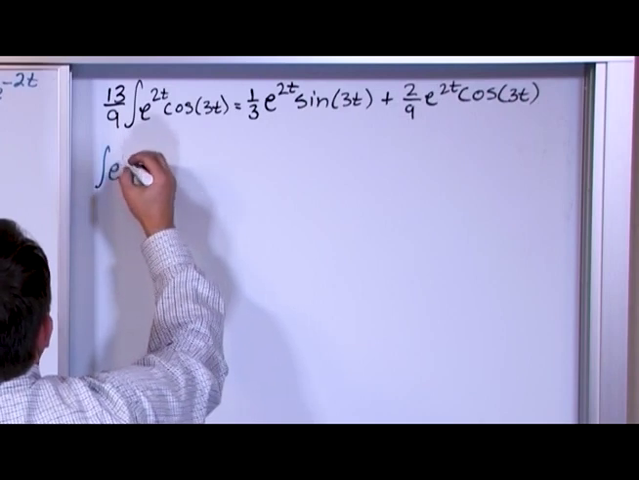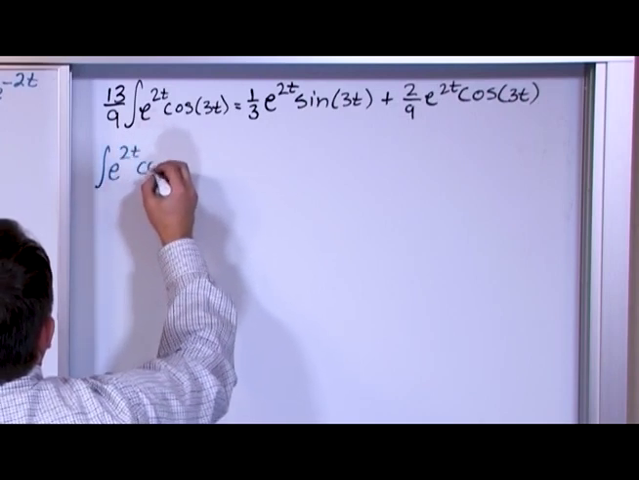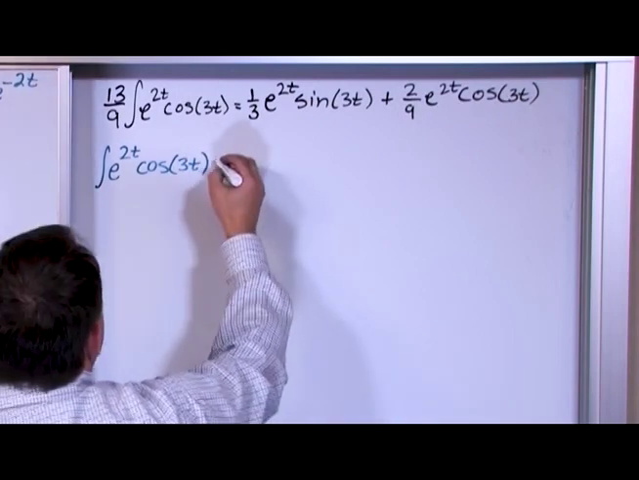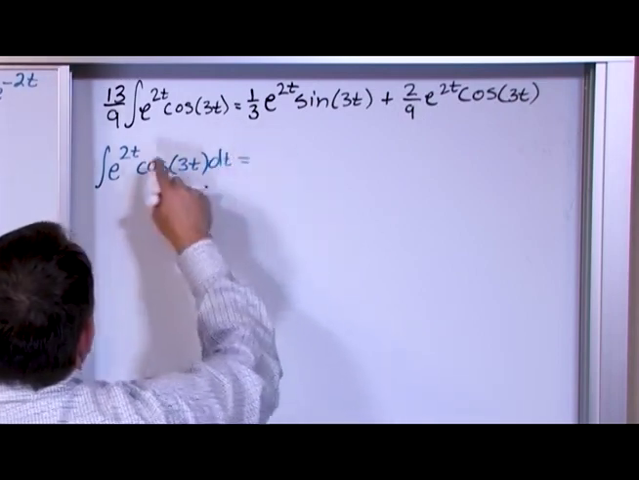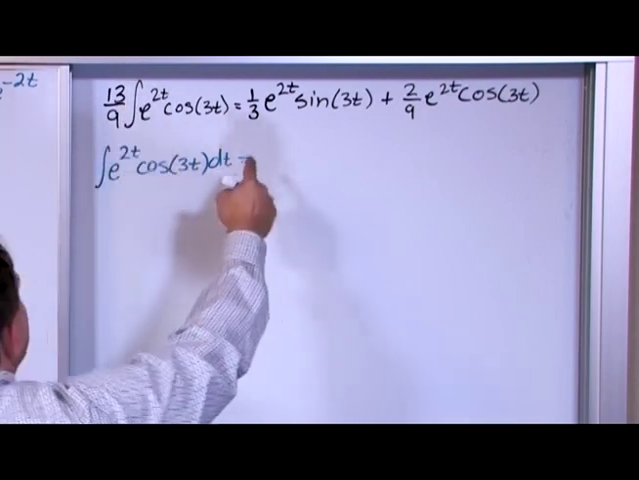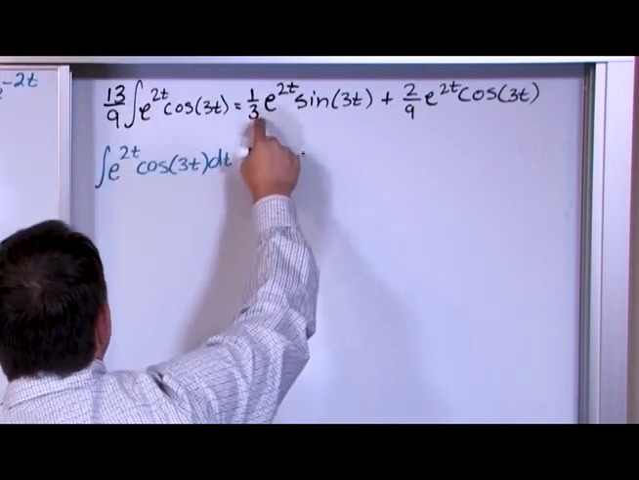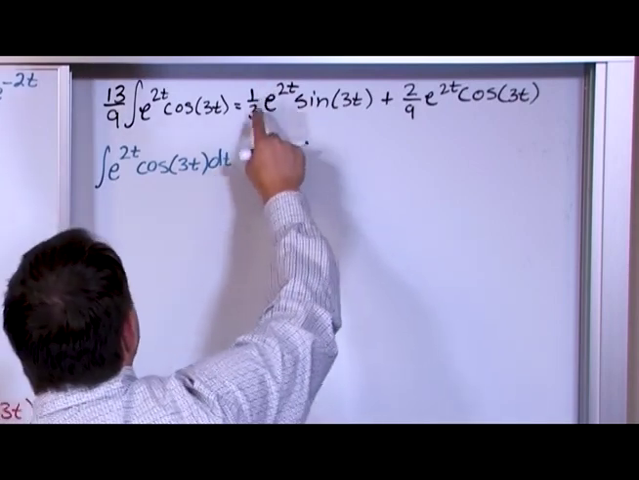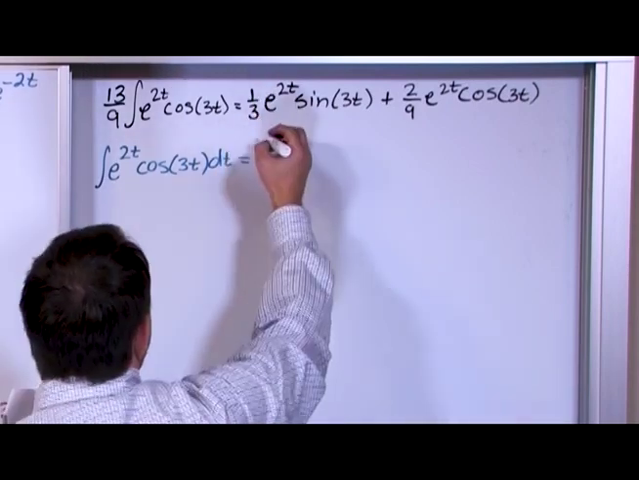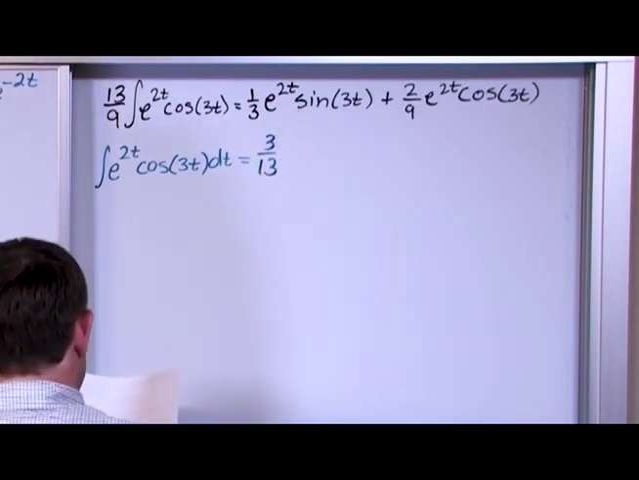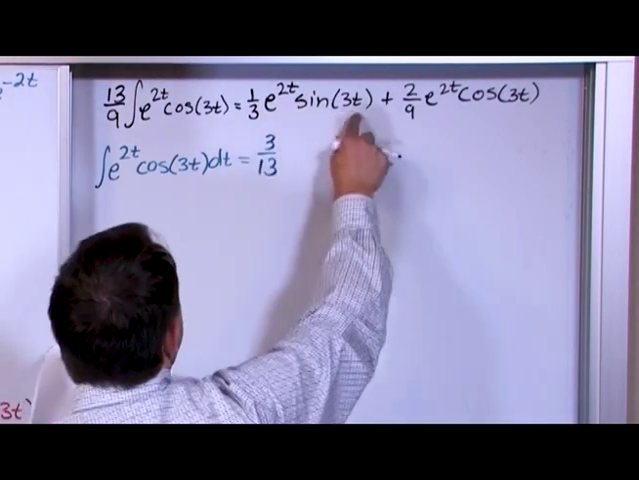So I have the integral of e to the 2t cosine 3t dt. Okay, that's the integral I was trying to find, is equal to. Let's multiply by 9/13. If I multiply by 9/13, then 9 divided by 3 is just going to give me 3. So I'm going to have 3/13 right there, and then this stuff stays the same.